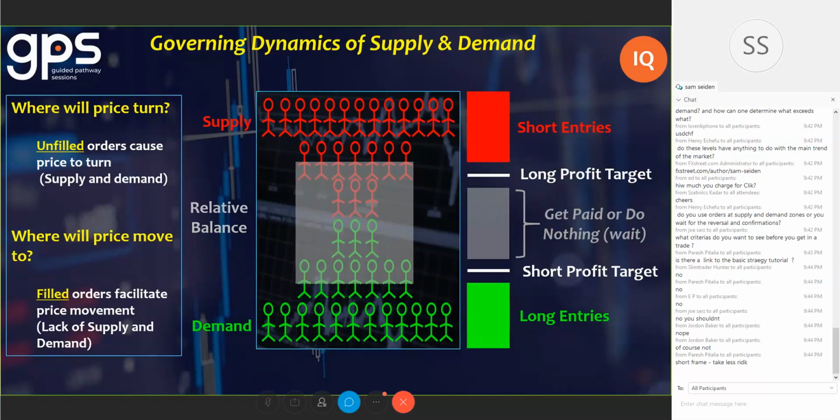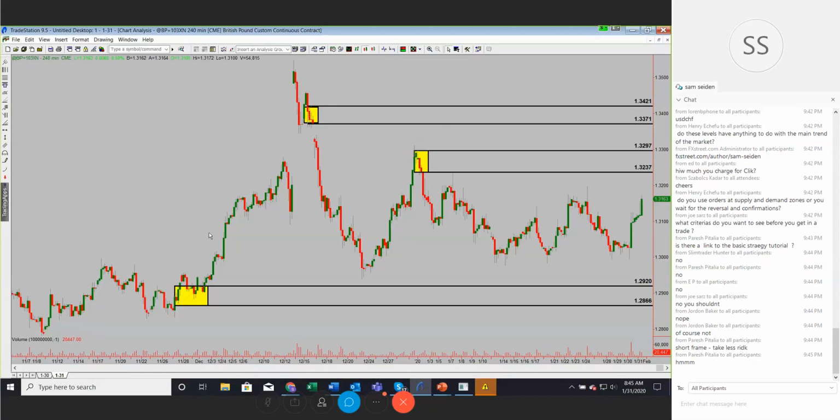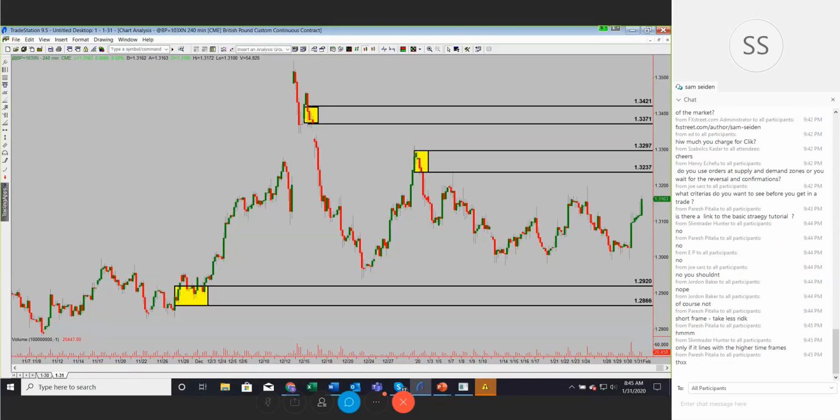But Parrish, no, I wouldn't agree with that. Parrish is saying short time frame, take less risk. No, that's not right, because you could have a great level that's out here on a small time frame or up here. It all depends on where that market is at. Okay, we can go over that more another time.